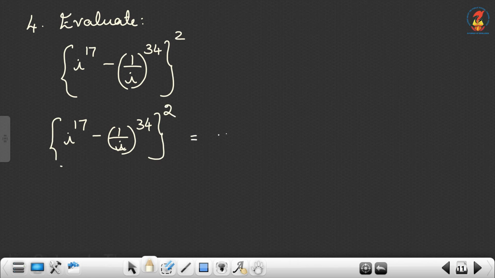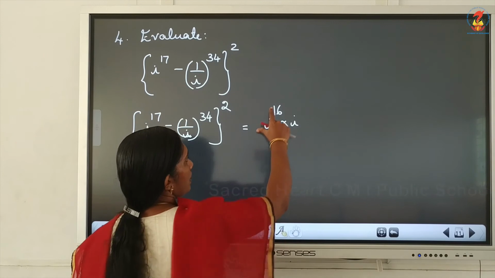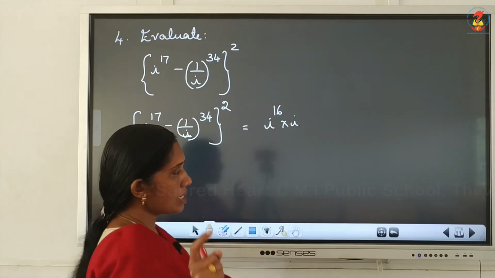i^17 means i^16 into i. i^16 is 1, a multiple of 4. i raised to 4k is always 1. Using that, i^17 we can split as i^16 into i. So this becomes 1, and 1 into i becomes i.